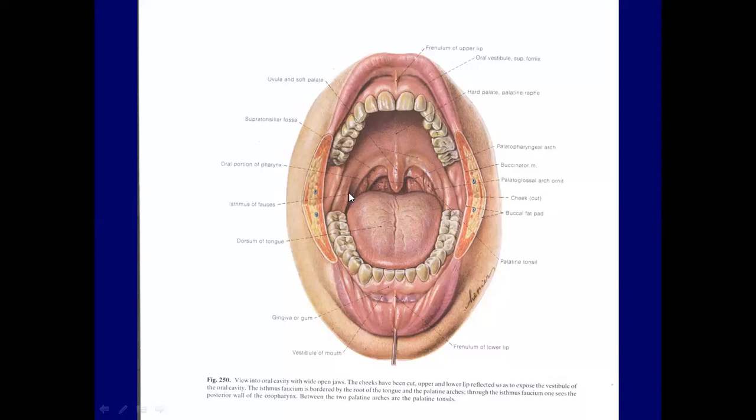In the palatoglossal arch, we have palatoglossus muscle. In the palatopharyngeal arch, we have palatopharyngeus muscle. Between these two arches, we have palatine tonsil. Okay.